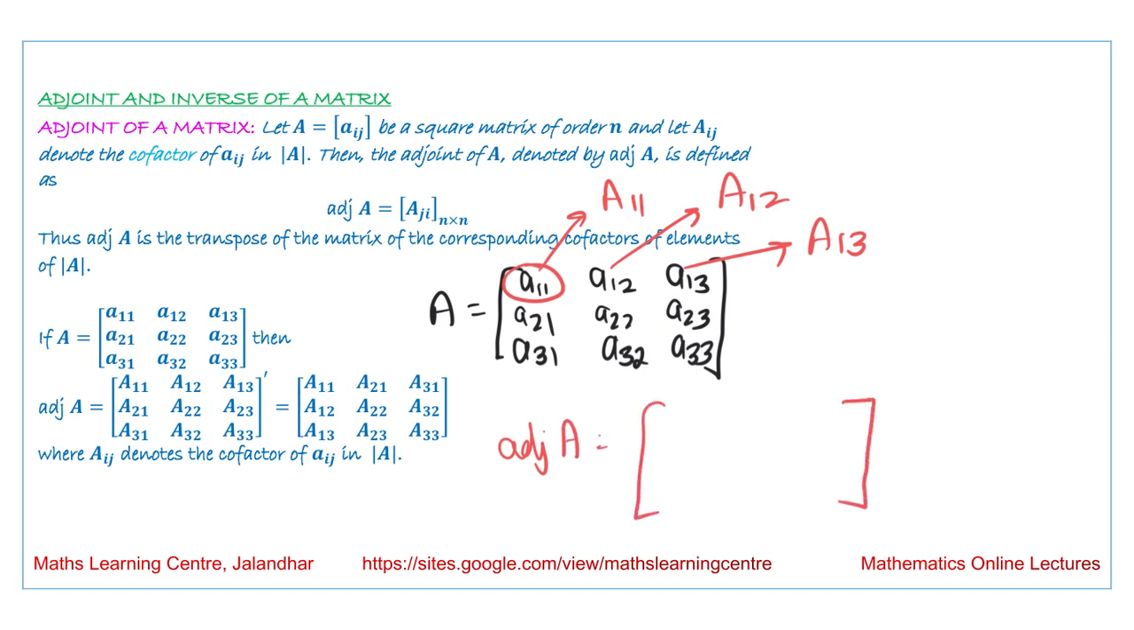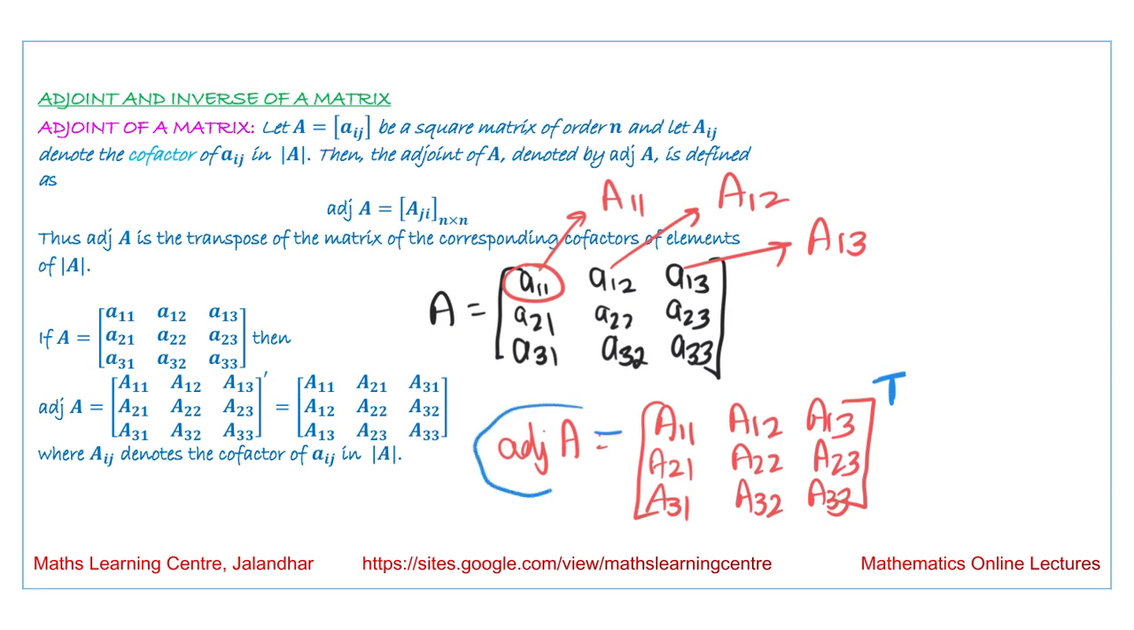matrix whose elements are basically the cofactors of this matrix, A11, A12, A13, A21, A22 and A23, A31, A32 and A33, and then the transpose of this matrix. The transpose of this matrix is called the adjoint of the matrix A. So the adjoint of matrix A has the elements, the cofactors of these elements, and the transpose of this whole matrix. It is called the adjoint of the matrix, and it is represented in this way. We can write it in short form in this way, the adjoint of A.